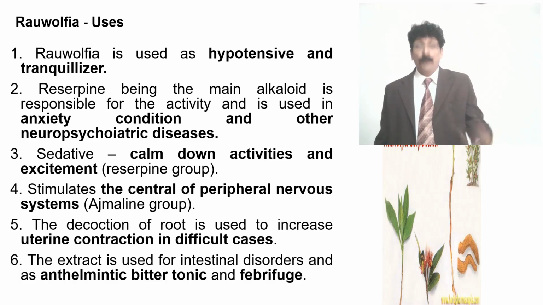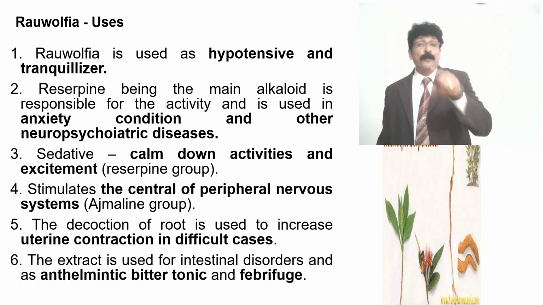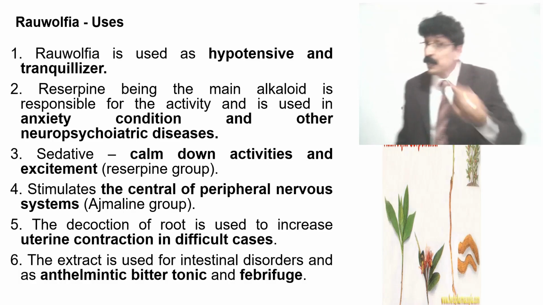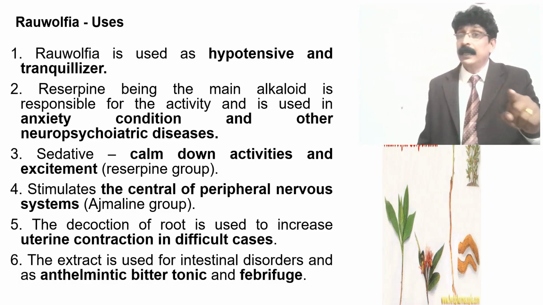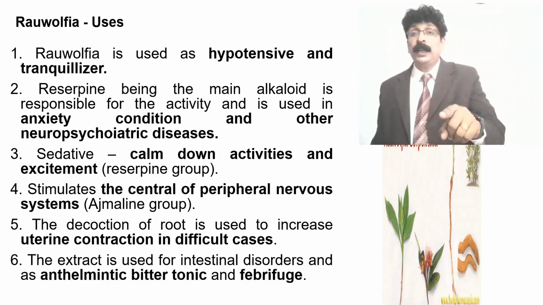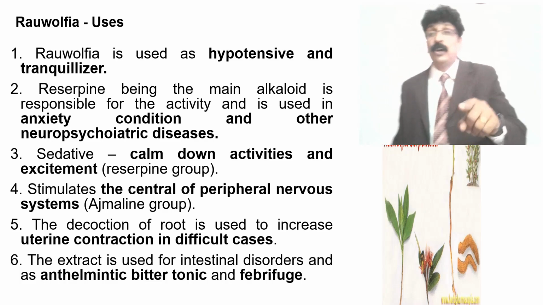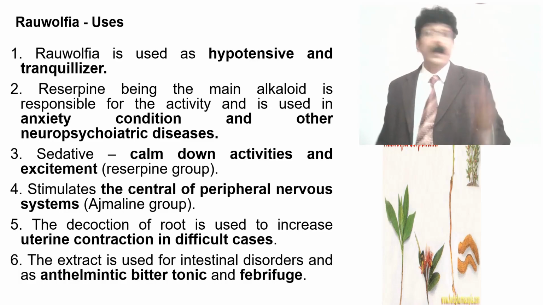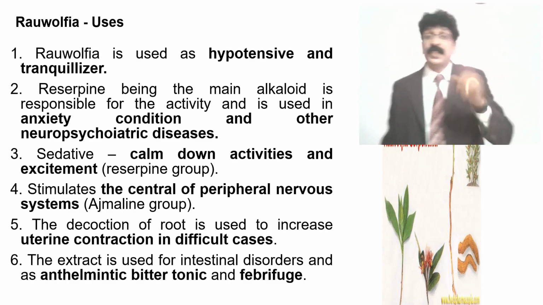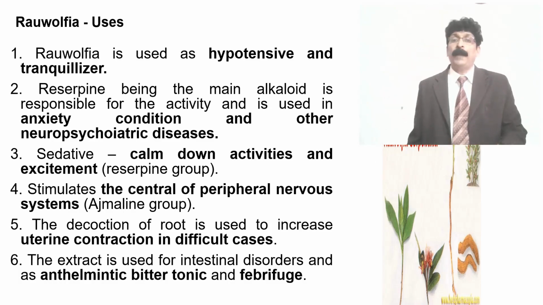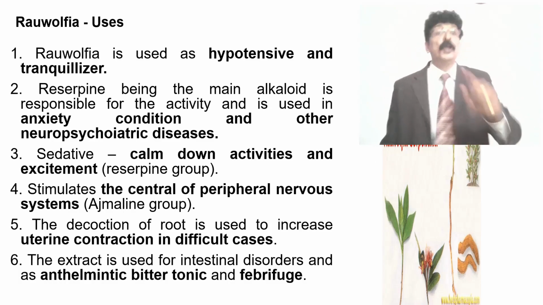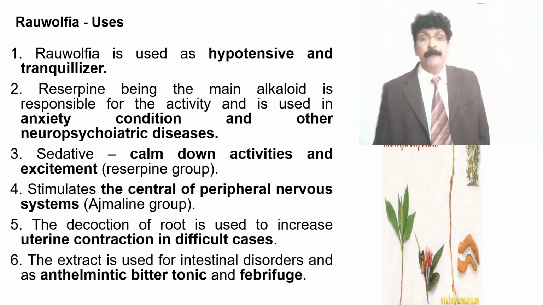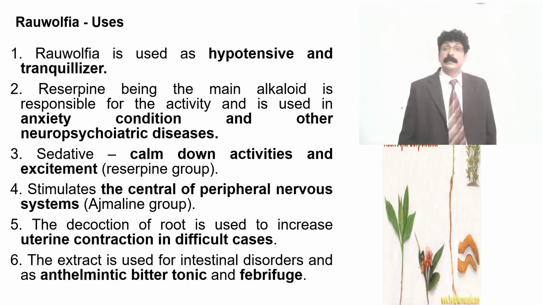And febrifuge. This febrifuge I told you: a plant source which is used for reducing elevated body temperature to normal, like an antipyretic. But paracetamol is synthetic, that is why we say antipyretic. A plant source like ginger juice which can also be used as an antipyretic, then we can say it is a febrifuge. So, Rauwolfia extract is also used as a febrifuge, antipyretic.